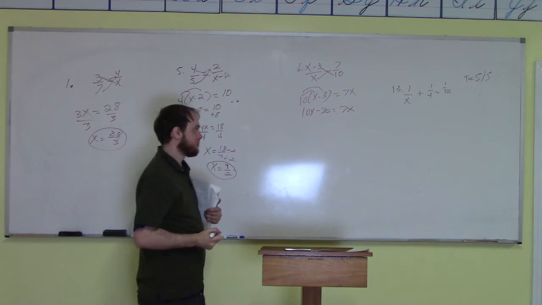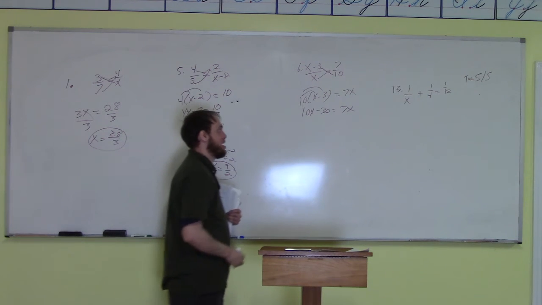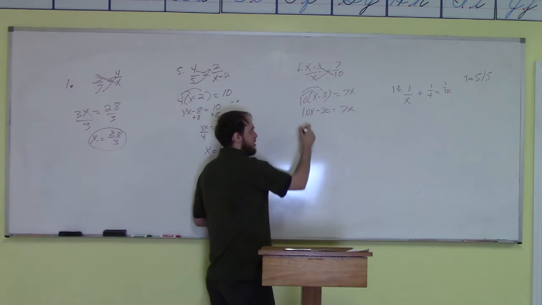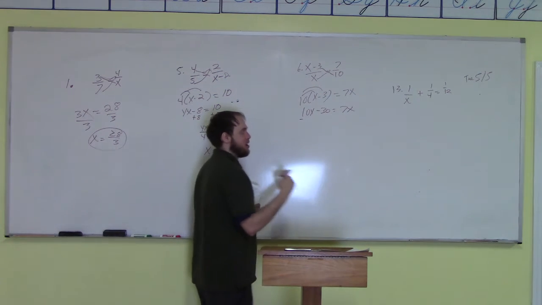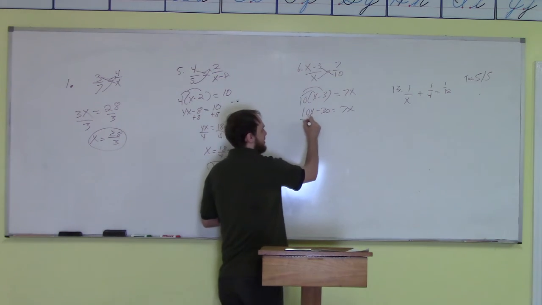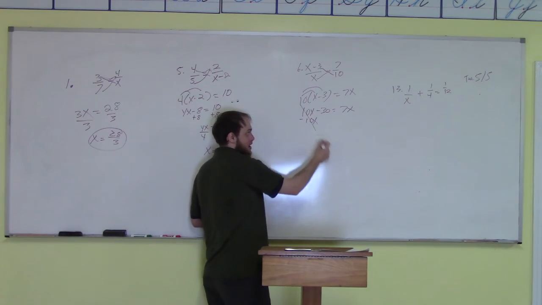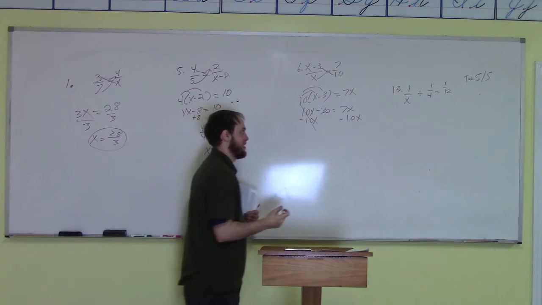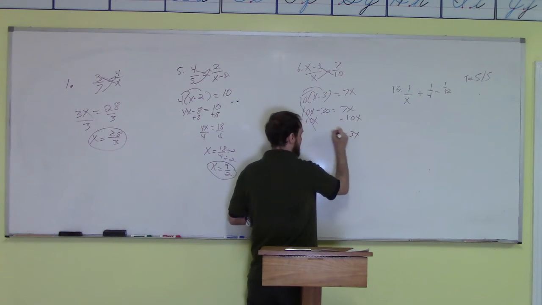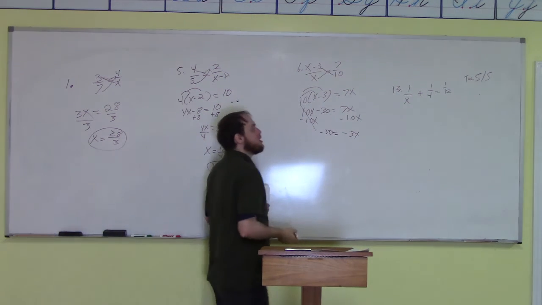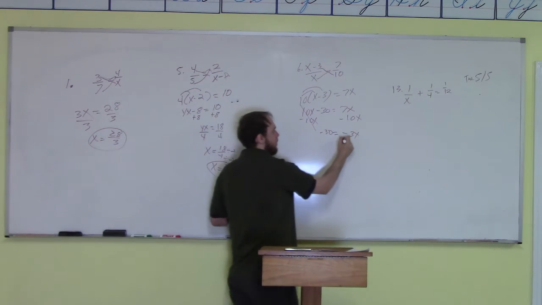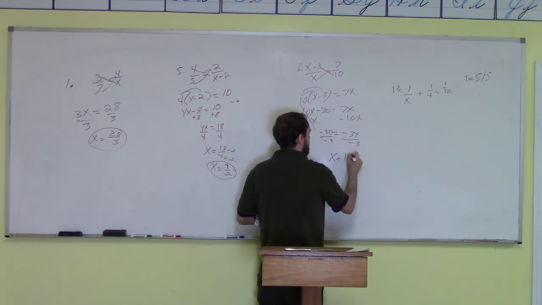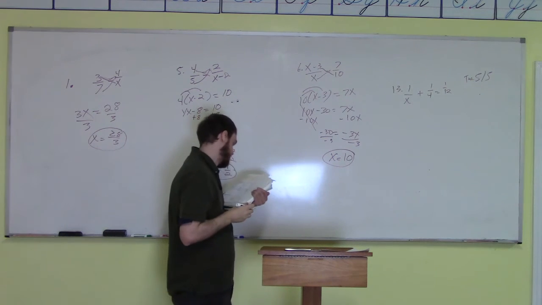Now I'm going to solve. You can do this any way you want as far as moving things over. I'm going to go ahead and move the 10x over since I already have the 30. I'm just going to get the x's on one side and the numbers on the other. So I'm going to subtract 10x on both sides. 7x minus 10x is a negative 3x. So I have negative 3x equals negative 30. Then I'm going to divide by negative 3, and x equals 10.